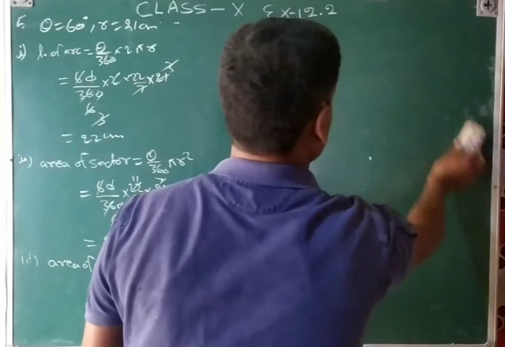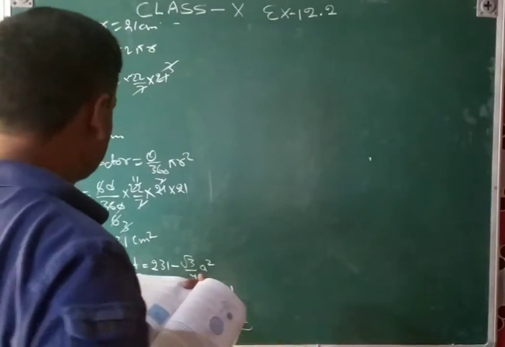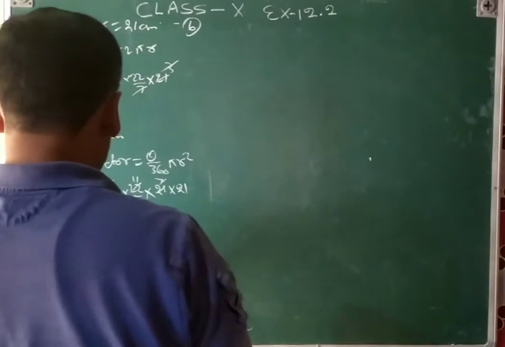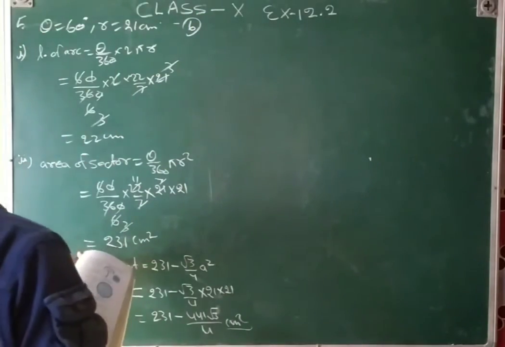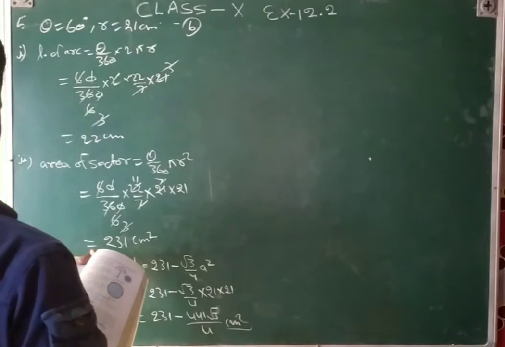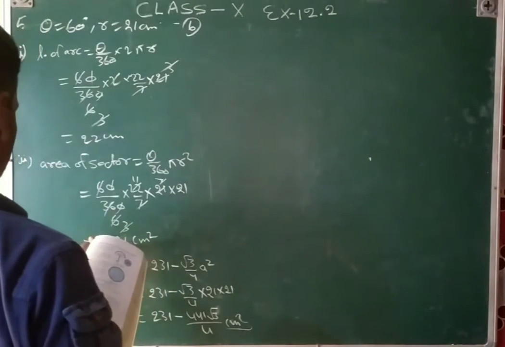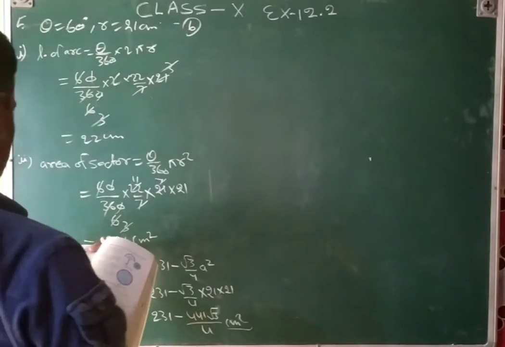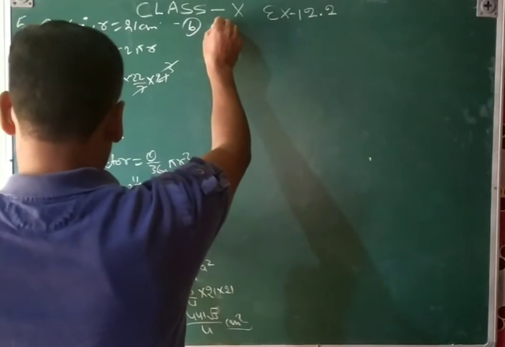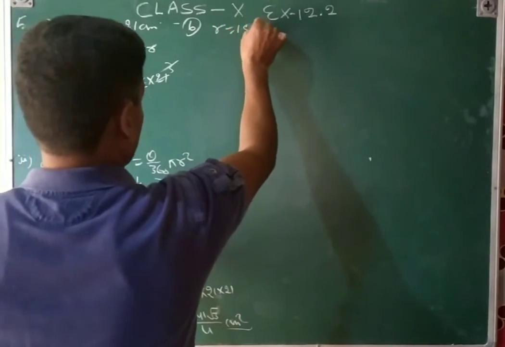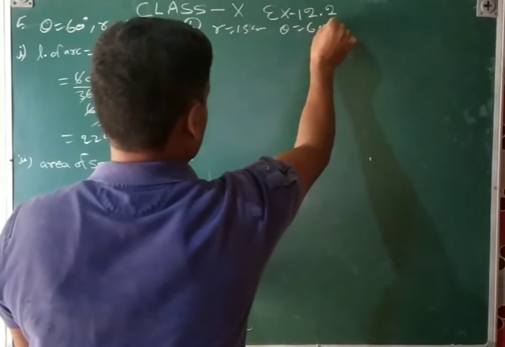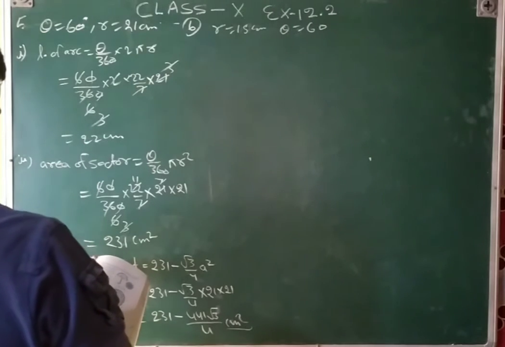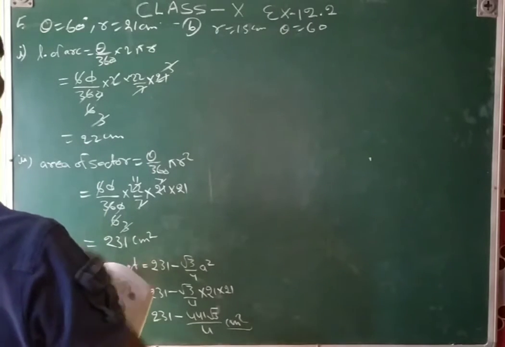And then question number 6. A chord of a circle of a radius 15 centimeter subtends an angle 60 degree at the center. Find the area of the corresponding minor and major segment. So that r is equal to 15 centimeter and theta is equal to 60 degree. So find the area of a corresponding minor segment.